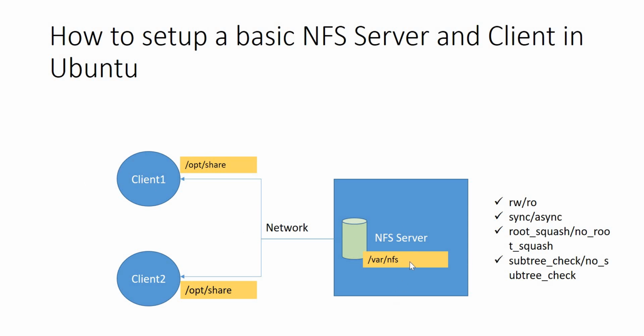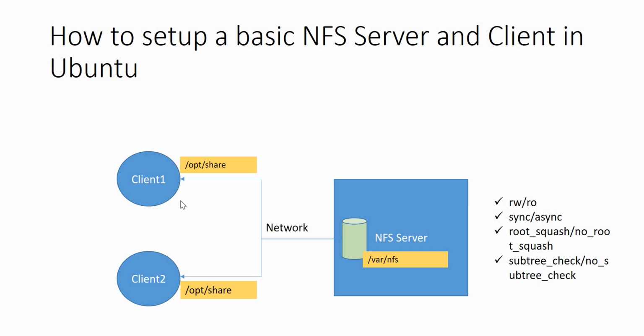But if we want to allow the root privileges for the root users in other machines to the shared directory, then we have to use no root squash option. But we have to use this option with care because the root users will have full access on this shared directory. The next option is subtree check or no subtree check. Using subtree check option, the NFS server will ensure the clients access the correct directories of the shared file system.